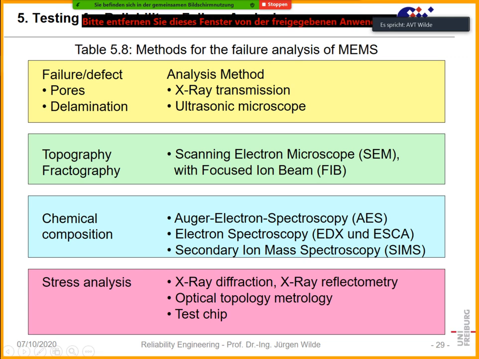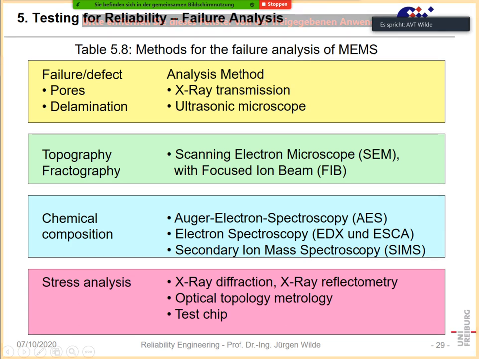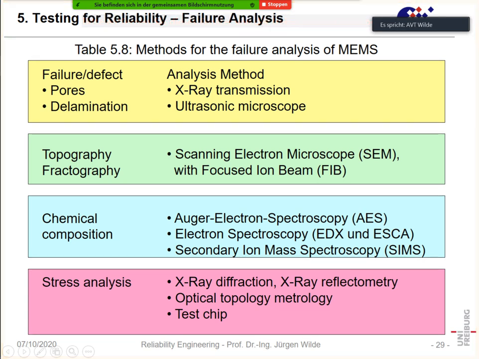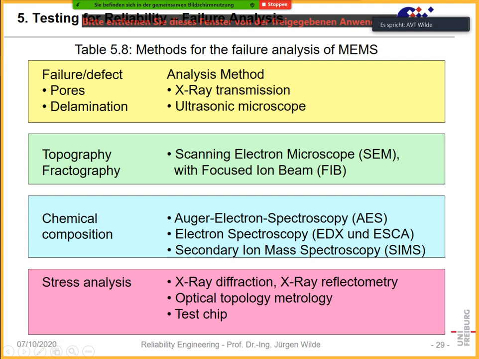The chemical composition is often detected inside the SEM, and here we have additional methods like electron spectroscopy and electron excited spectroscopy of X-rays is the correct terminology. We can have secondary ions, or we can have Auger electrons, and all of these give information on the elements that are present and on their chemical binding state, which is also very important. Also, in my lab, for instance, we have many possibilities for stress analysis. So that can be done with X-ray diffraction, with X-ray reflectometry, with optical topology, metrology, and also using special test chips.